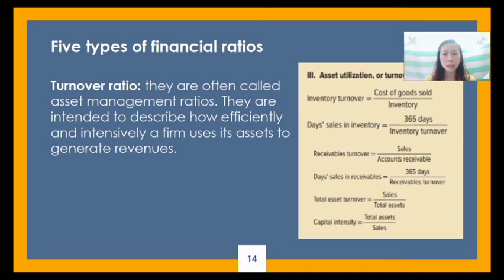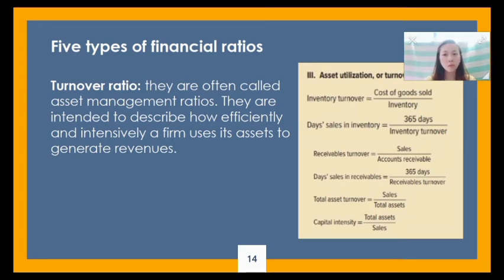Next, turnover ratio. They are often called asset management ratios. They are intended to describe how efficiently and intensively a firm uses its assets to generate revenues. The first is the inventory turnover ratio. It measures how many times in a year a company sells its inventory, calculated as cost of goods sold divided by inventory.